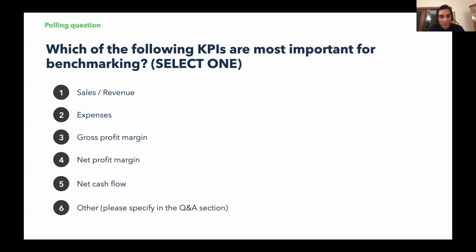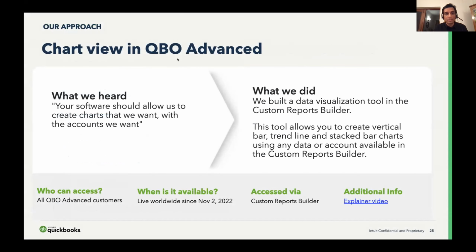Okay. So gross profit margin, net profit margin, and sales turn out to be the most important ones. This is according to what my research also told me, but this is great. Thank you so much for your responses. We'll now jump onto the chart view feature itself.